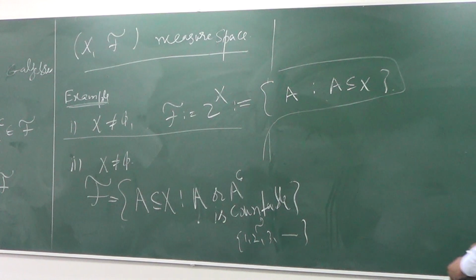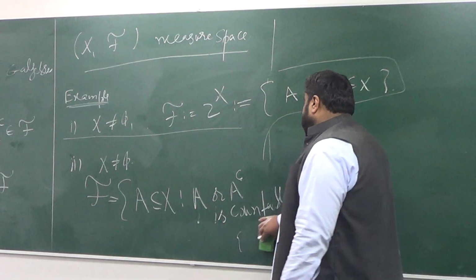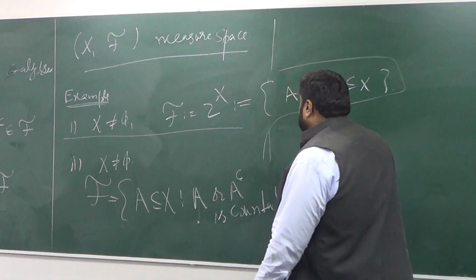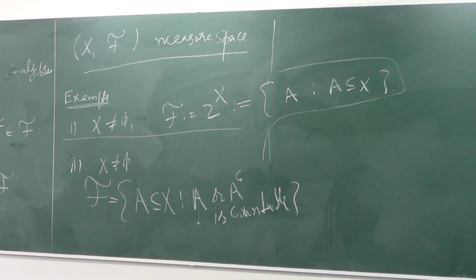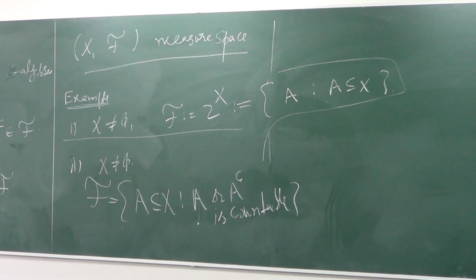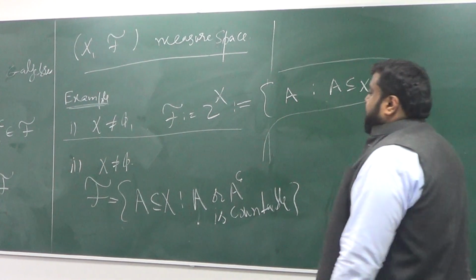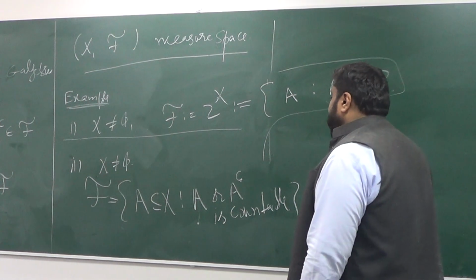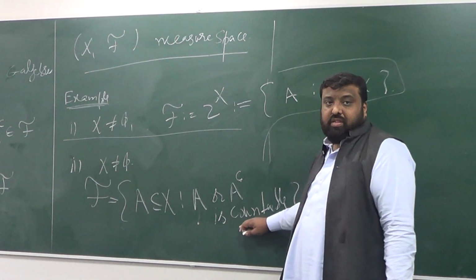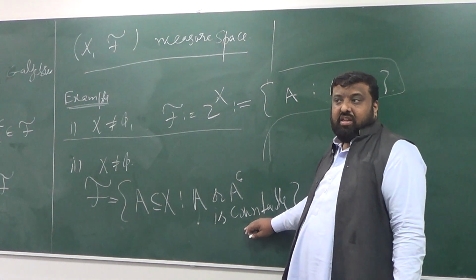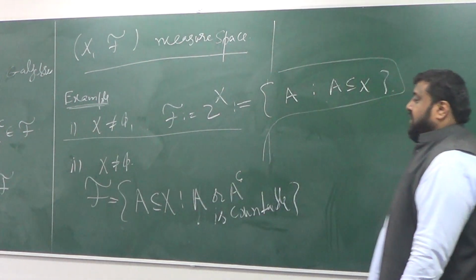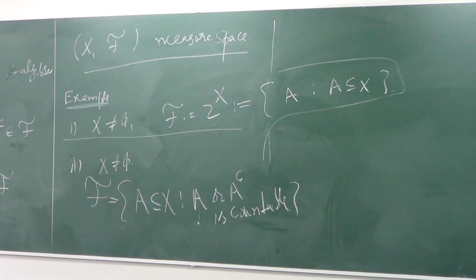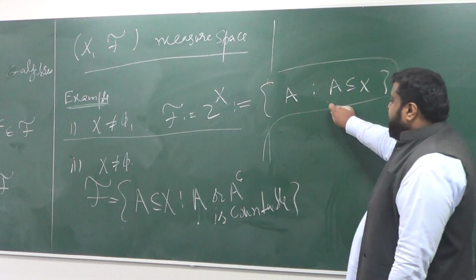You can also see a similarity between this and something that you've done in topology, for example. It's a topological space, but in that you didn't have a countable thing, you had a finite one. Yes, sir. And therefore you call it a cofinite space. Okay. Why is this going to be a measure space?